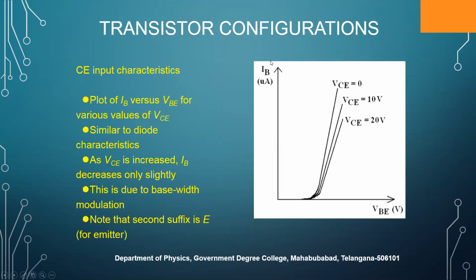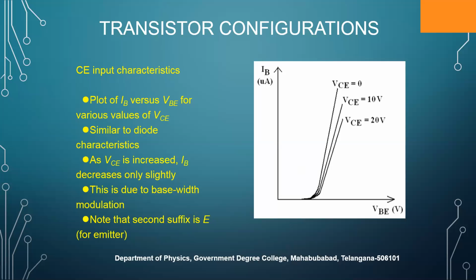Now let us discuss the input characteristics of common emitter configuration transistor. For this one, we take VBE on x-axis and IB on y-axis. If you plot the characteristics, it will be like this. Anyway, this is similar to a junction diode forward bias characteristics only. This is a plot of IB versus VBE for various values of VCE. So it is similar to diode characteristics in forward bias.